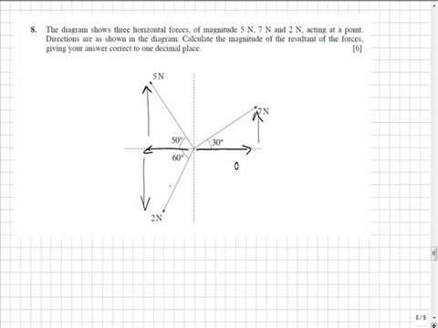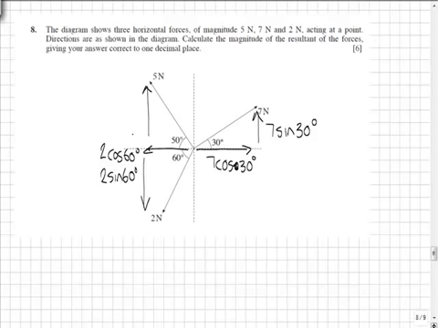So if we start with the 7 newtons acting at 30 degrees, the vertical component using trigonometry would be 7 sin 30 degrees, and the horizontal would be 7 cos 30 degrees. If we look at the 2 newtons acting at 60 degrees, you'd have 2 sin 60 degrees and 2 cos 60 degrees acting at the horizontal.